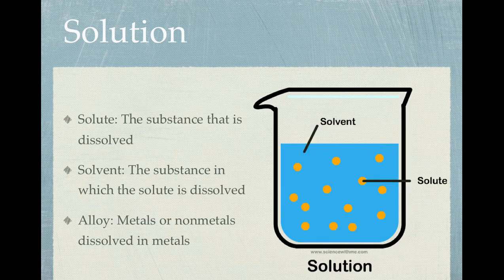So in a solution, you're going to have two parts. You're going to have a solute and you're going to have a solvent. The solute is a substance that is dissolved. The solvent is the substance that's doing the dissolving. So in the case of salt water, for example, the salt would be the solute and the solvent would be the water. Now there is a special term I want you to know, and that's called alloy. And believe it or not, metals or nonmetals can actually dissolve in metals. And we'll see an example of this on the next page.